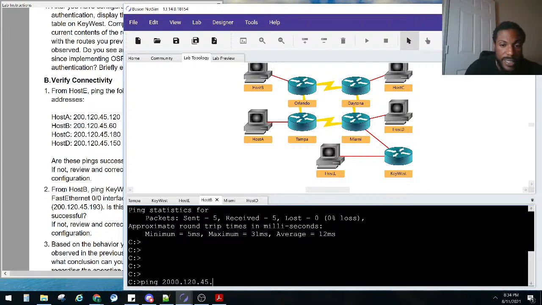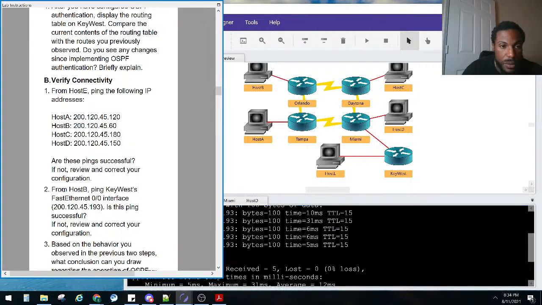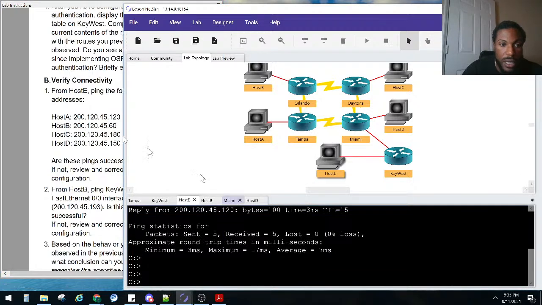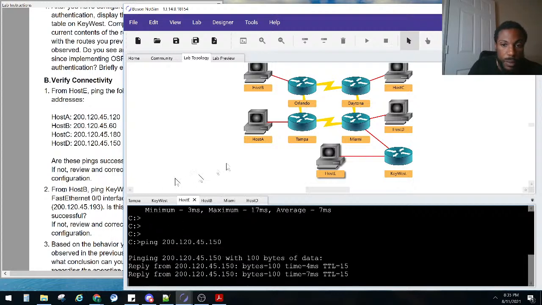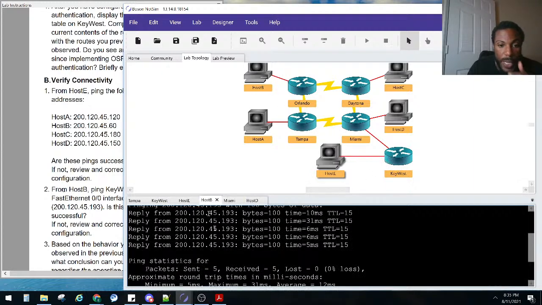Ping 200.120.45. Did I do it on that side already? Did I do it over here? I did. Oh, that's what they asked us to do. Oh, I meant to do it from host E to host D on that side. So from host E, I did host E to host A. I'm gonna have host E ping host D real quick. Ping 200.120.45.150. And then we got a reply there. And from host B to ping the local area network side, which is 193. And I think we did that already. I don't remember doing that. Maybe that was earlier. Who knows?